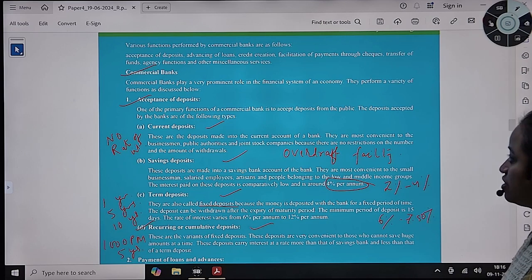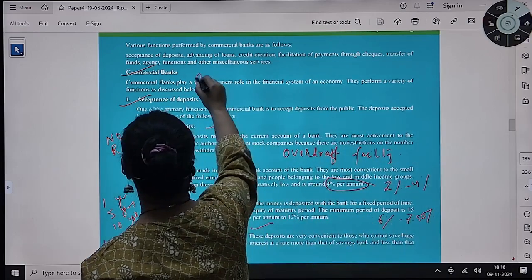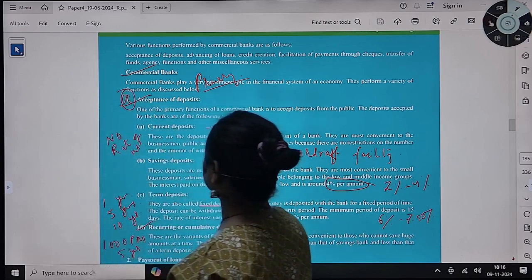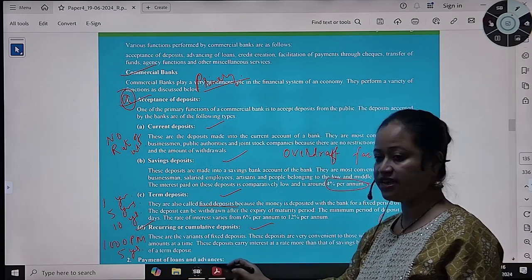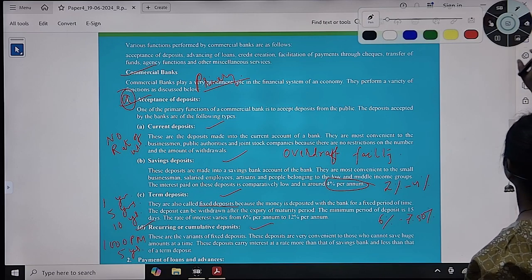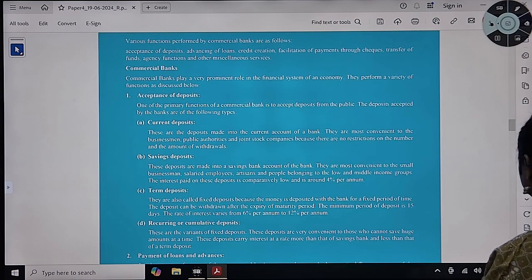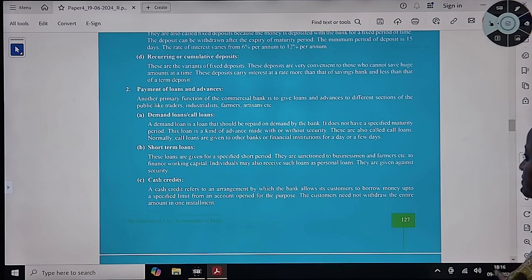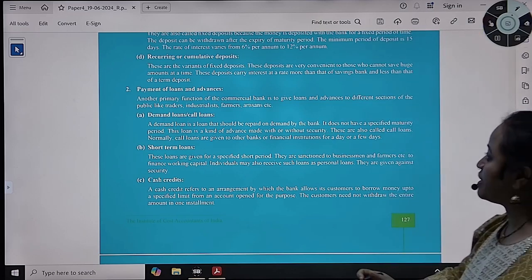So this is all about the functions of a commercial bank, the primary functions of a commercial bank. Number 1 is acceptance of deposit. And number 2 is giving or payment of loans and advances. So that can be in the form of, as you can see here in point number 2, payment of loans and advances.